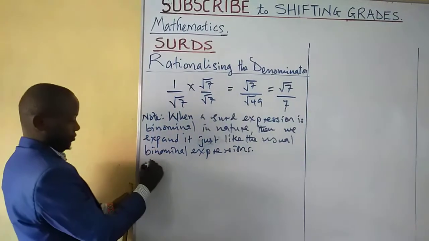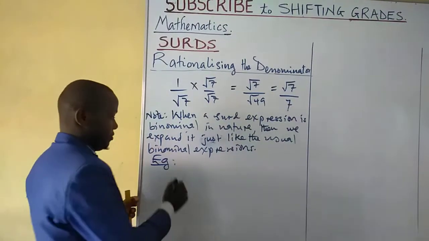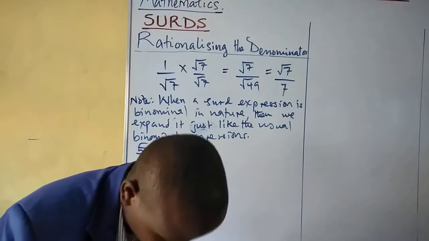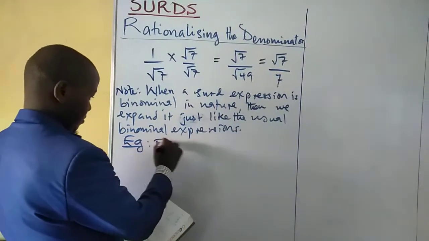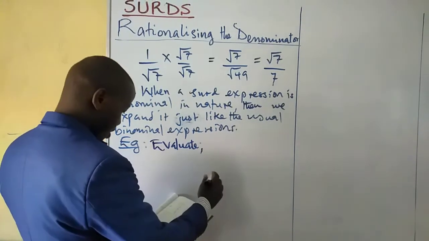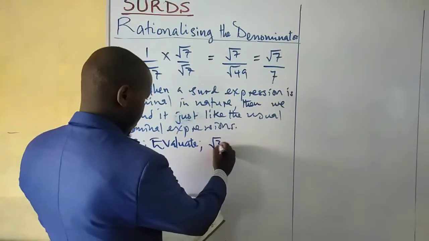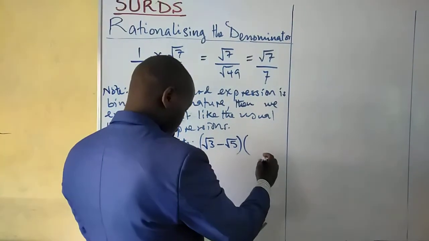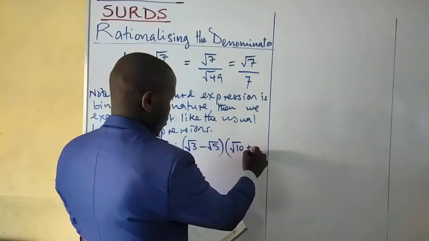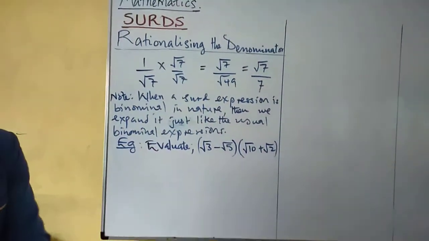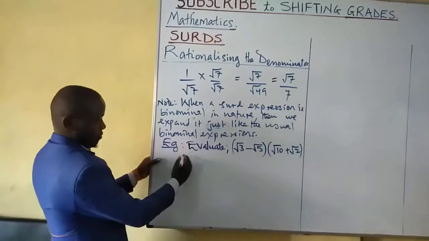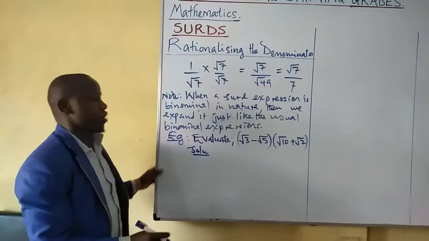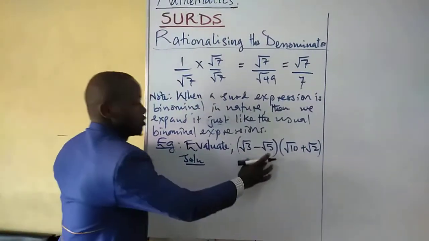Let me give an example. If you are told, for example, to evaluate root 3 minus root 5, then into root 10 plus root 2. You are told to evaluate. For these cases, you just expand normally, the way we expanded quadratic expressions in Book 2, which has two factors like this.